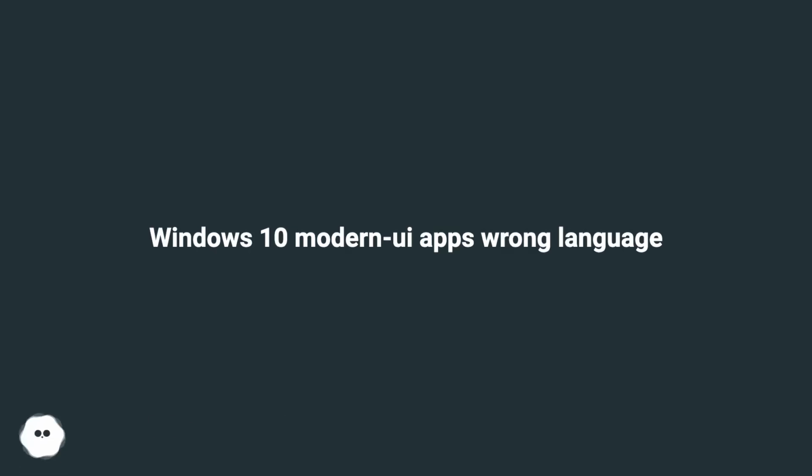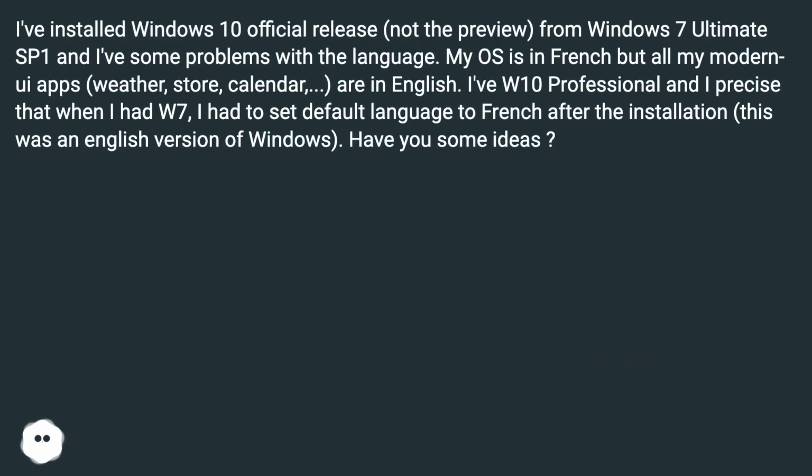Windows 10 Modern UI apps wrong language. I've installed Windows 10 official release, not the preview, from Windows 7 Ultimate SP1, and I've some problems with the language. My OS is in French, but all my modern UI apps, weather, store, calendar, are in English.